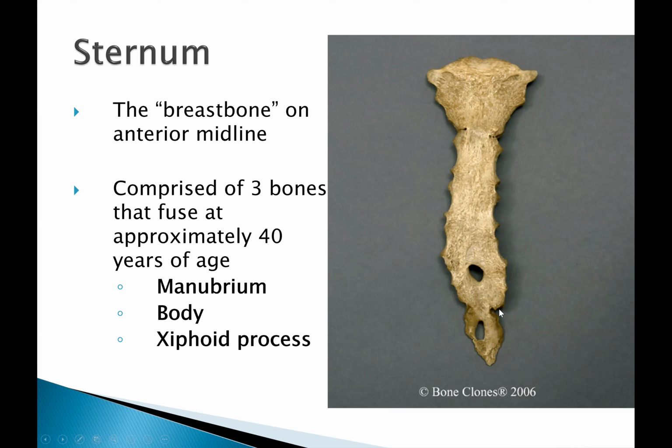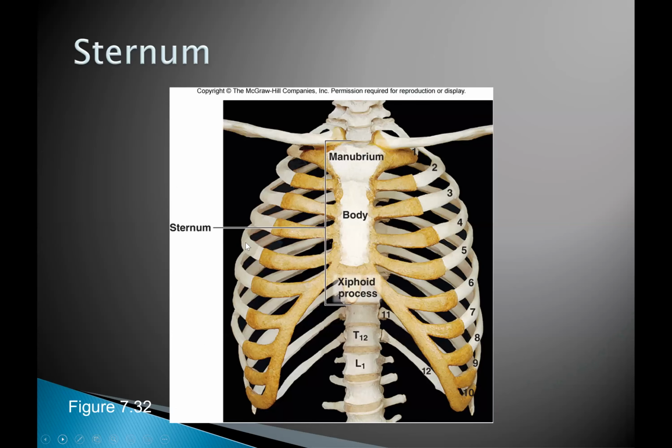The xiphoid process is on the bottom. It looks like a little triangle or a knife right here. That's the one on the bottom. And these holes are supposed to be there. So manubrium, body, xiphoid process, clavicle, and then your ribs will start connecting.